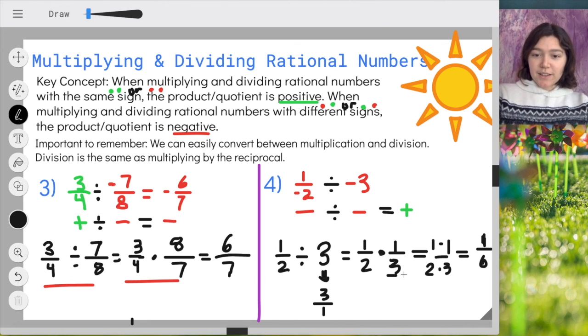Thus, what's my final answer here? -1/2 divided by -3 is equal to +1/6. Great! Good job, everyone!